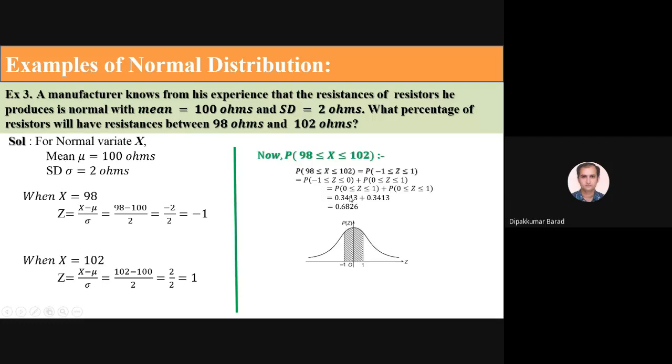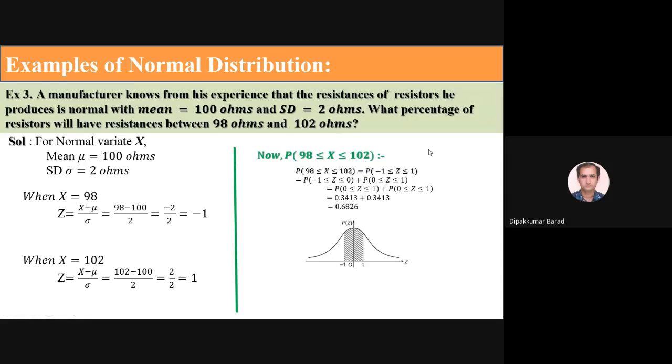Then from the normal table, for 1 you have to find out the value in the normal table, which you get as 0.3413, and here also for 1 it is the same, 0.3413. The sum of these is our area under the curve between minus 1 to 1. Okay, so this is the probability of x greater than or equal to 98 and less than or equal to 102.